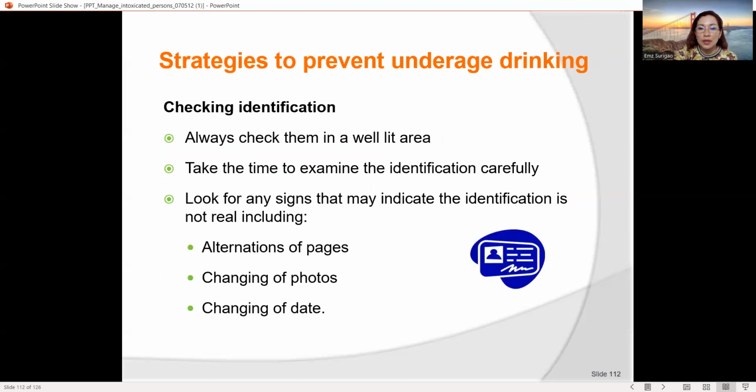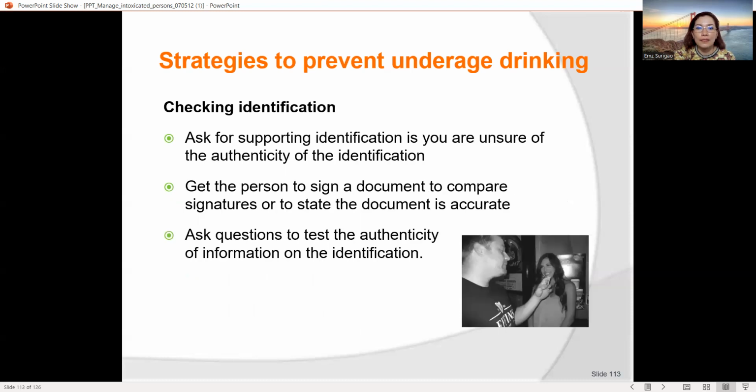Always check them in a well-lit area. Take the time to examine the identification carefully. Look for any signs that may indicate the identification is not real, including alterations of pages, changing of photos, and change of date. So you need to be observant as well with what ID they present.